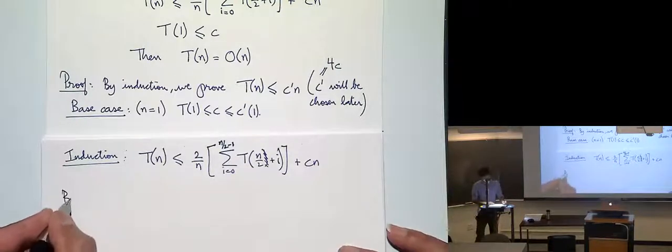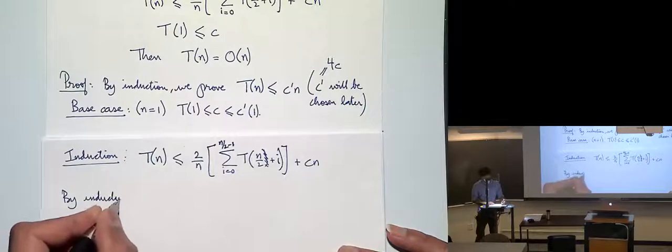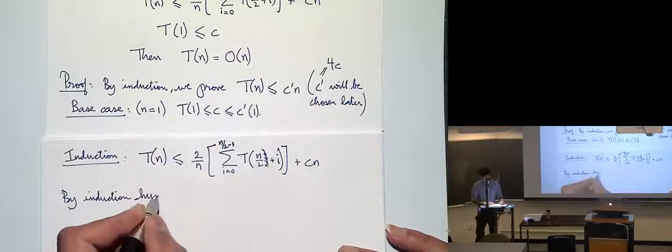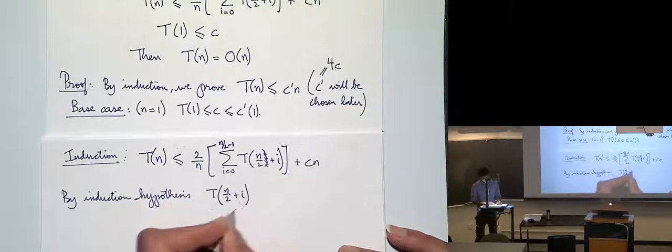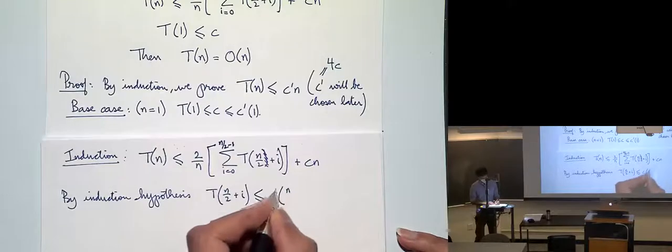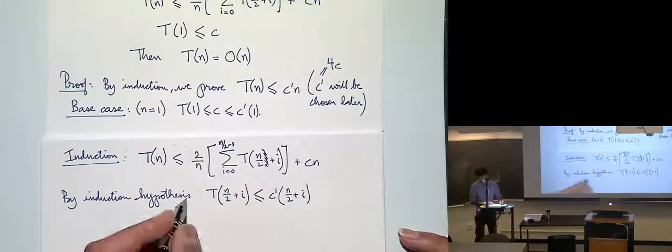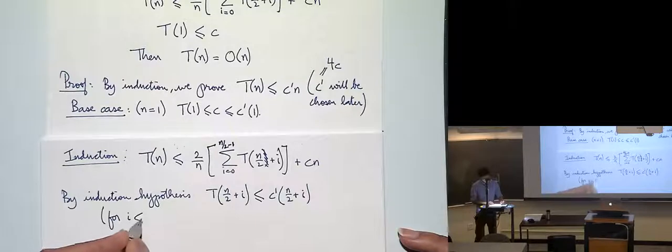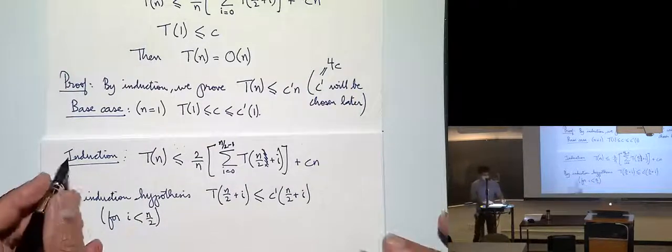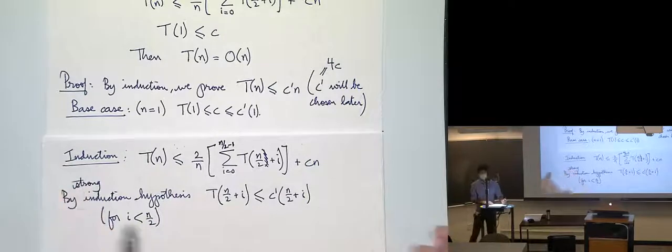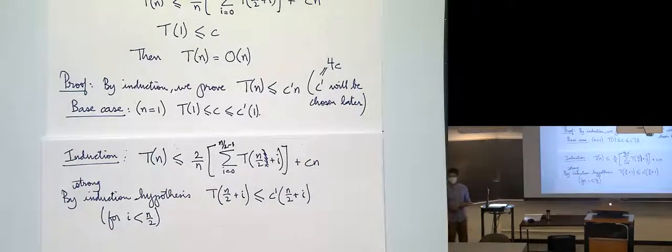So by the induction hypothesis, T(n/2 + i) is at most c' times (n/2 + i) for i strictly less than n/2. Right? Because then you could think of this as strong induction, because you're assuming it for everything up to that point. Okay?